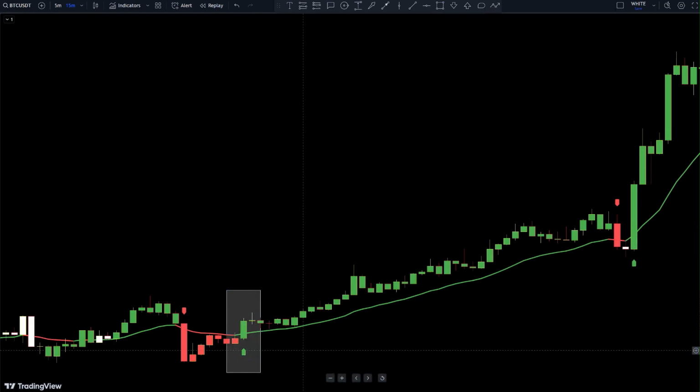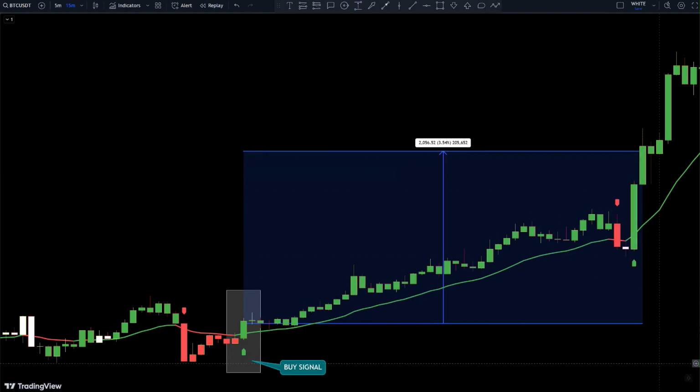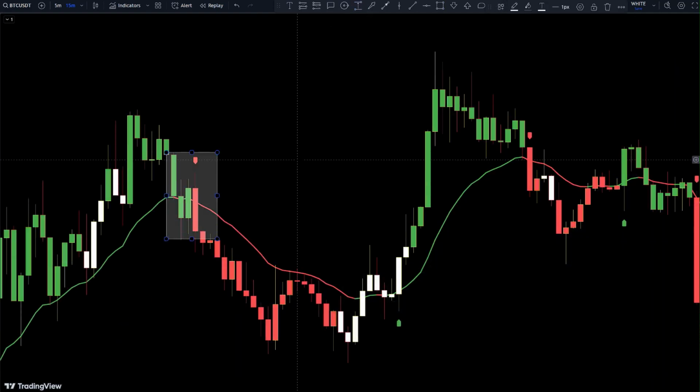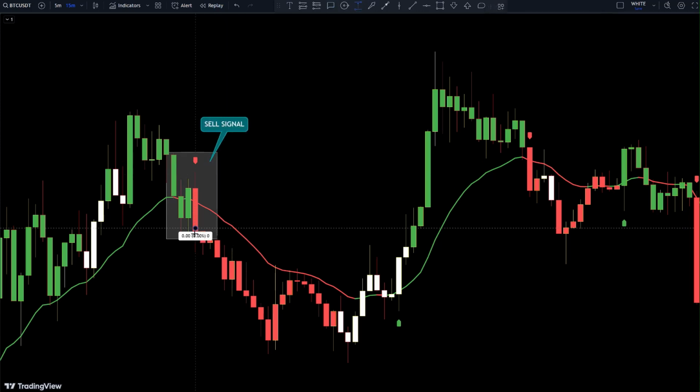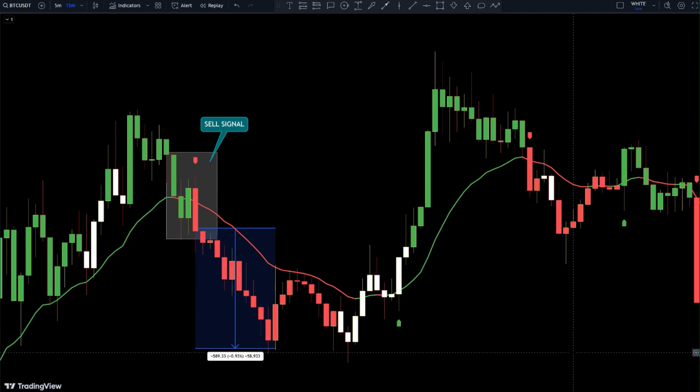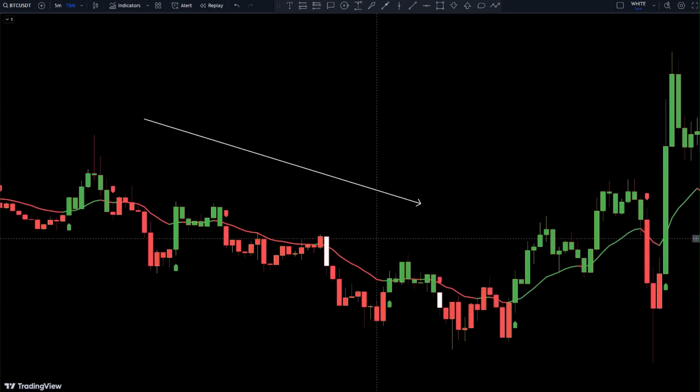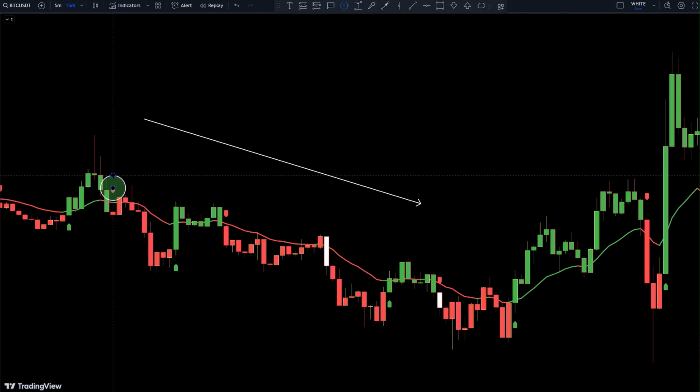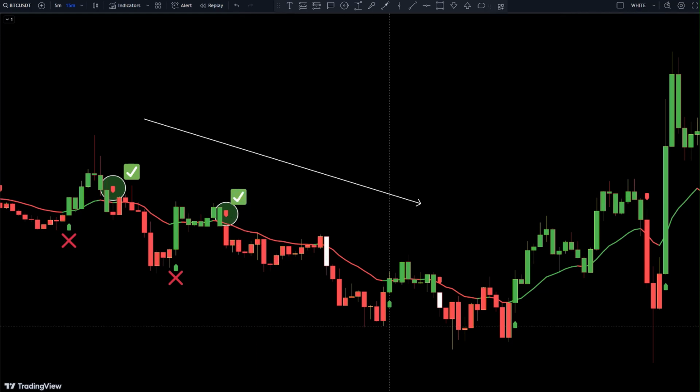As you can see in the chart, the indicator places green icons below the candles for buy signals and red icons above the candles for sell signals. However, this is not how we should trade, because relying solely on these signals can lead to losses. This is because the indicator sometimes gives counter-trend signals, which need to be identified and filtered out.